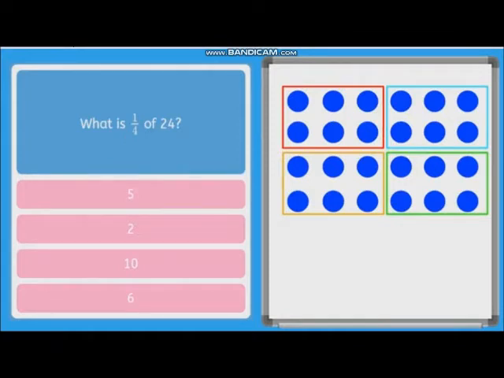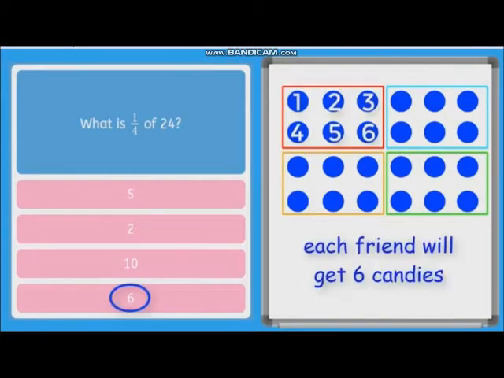Just like this we have to divide these 24 candies. So each group is getting 1, 2, 3, 4, 5, 6. So each friend will get 6 candies. Yeah, each group will get 6 candies from these 24 candies.